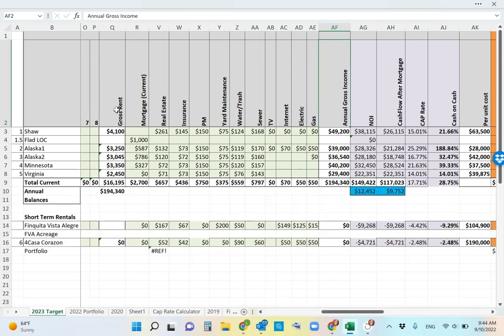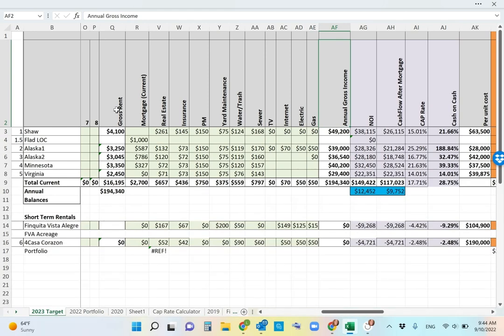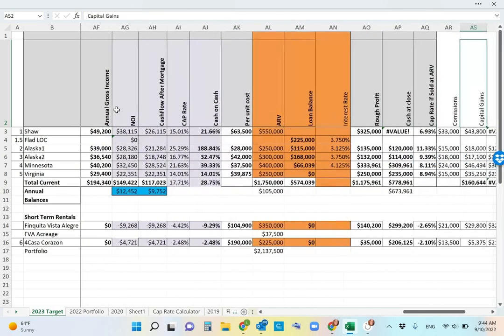Annual gross income. This is calculated by my gross rent multiplied by 12. And then I begin doing some calculations here. So as we start, I'm just going to keep this over here. We'll finish the columns. I calculate a net operating income. That is basically my annual gross income minus the fixed expenses that we just went through on an annual basis.